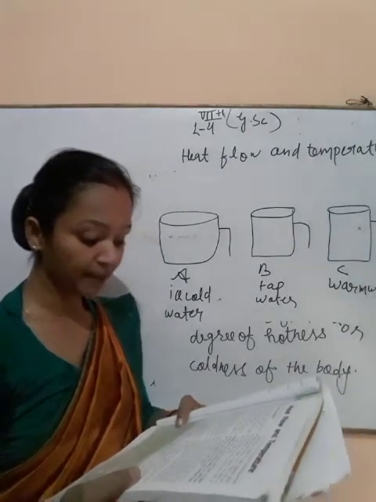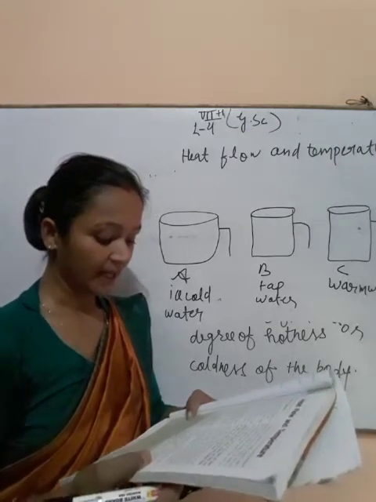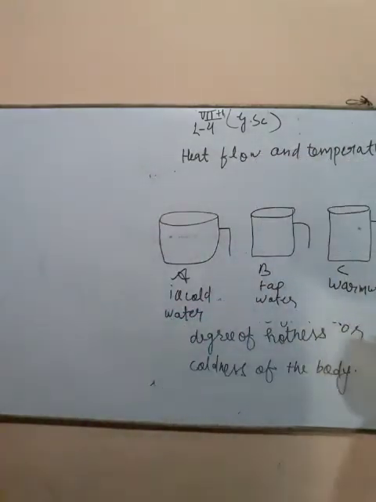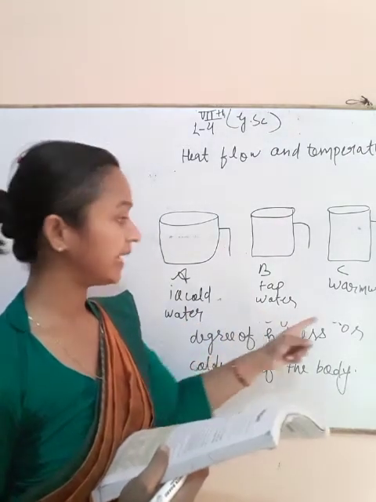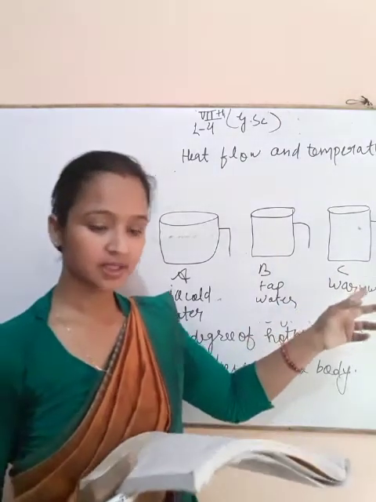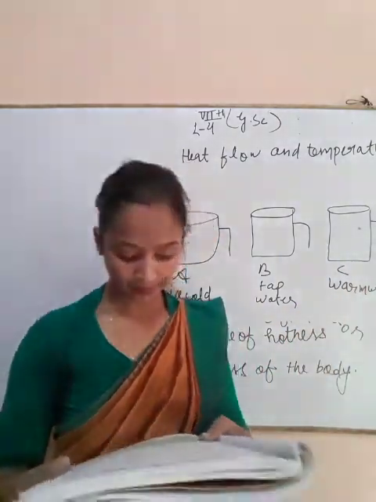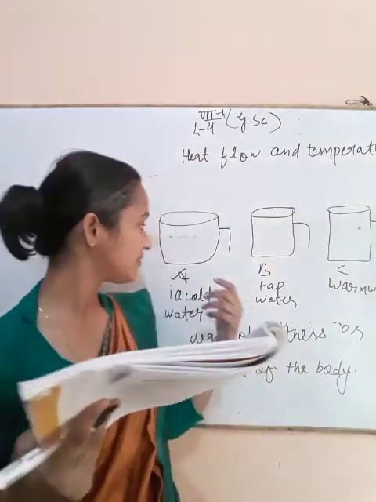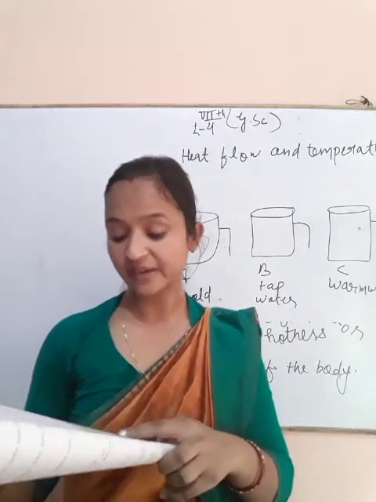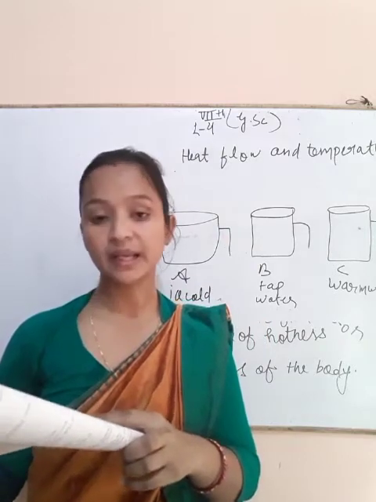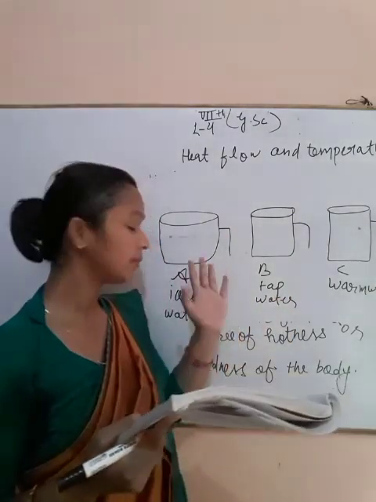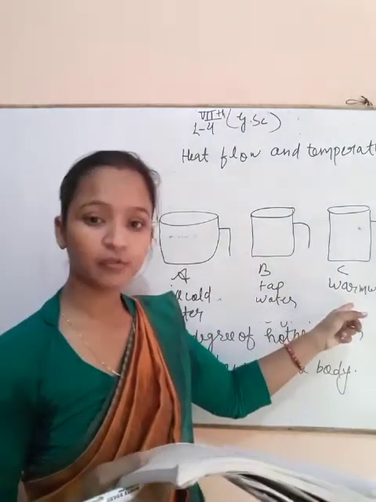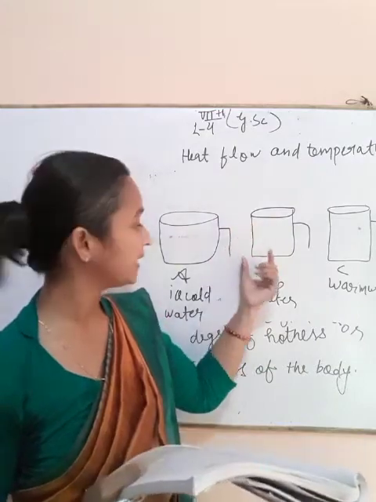Make sure that the water in mug C is not very hot and your hand can bear it. So mug A has ice cold water, mug B tap water, and mug C warm water. Then dip your left hand in mug A and your right hand in mug C and wait for 2-3 minutes. Take out your hands from mugs A and C and dip both in mug B, the tap water, at the same time.